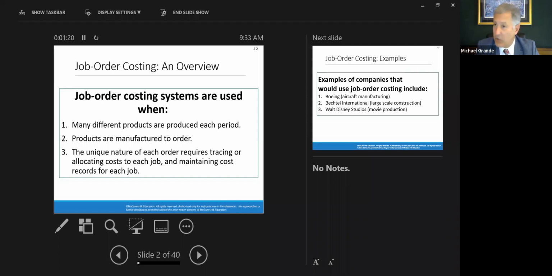Products are manufactured to order, to customer specifications. The unique nature of each order requires tracing or allocating cost to each job and maintaining cost records for each job. So we want to know exactly what plat number 1 cost versus plat number 2.